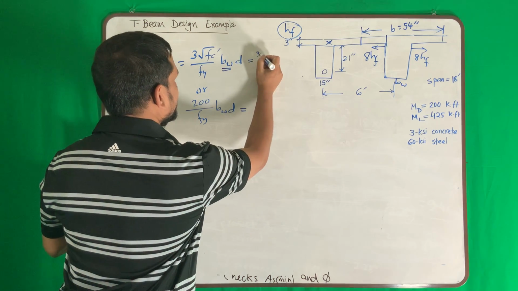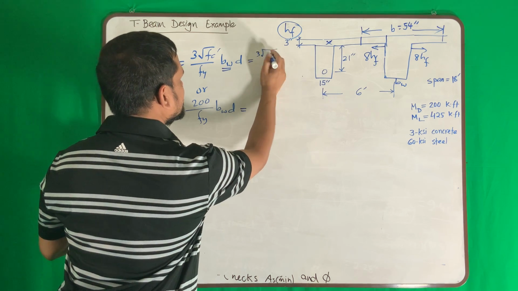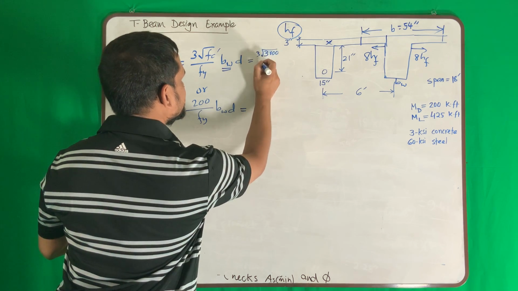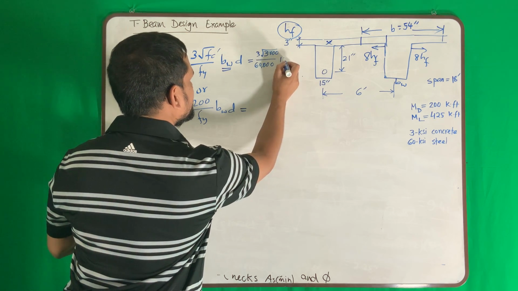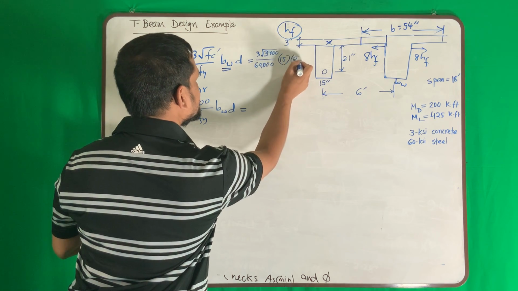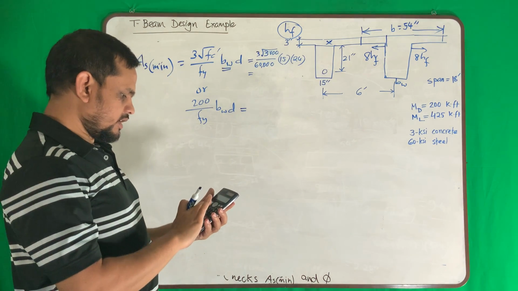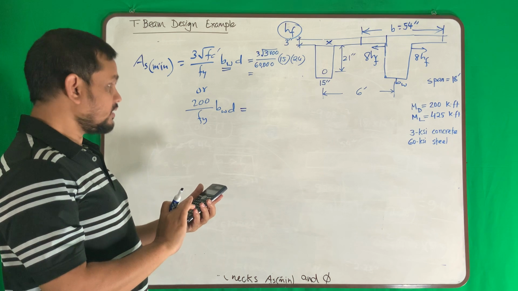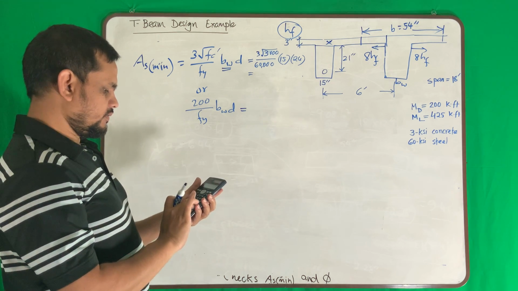Okay, so 3,000, 60,000, 15, 24. So 3 times square root of 3,000, 15, 24.